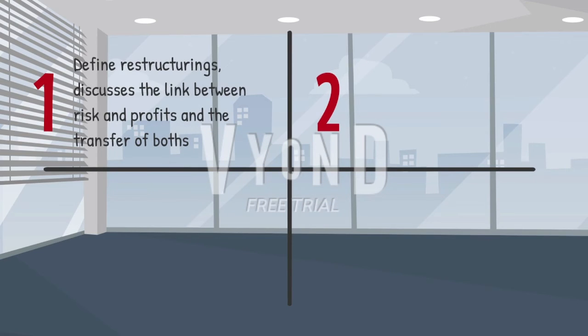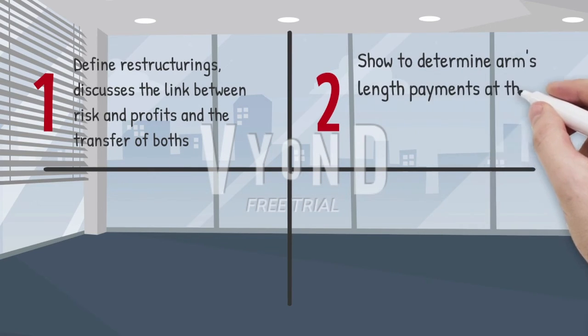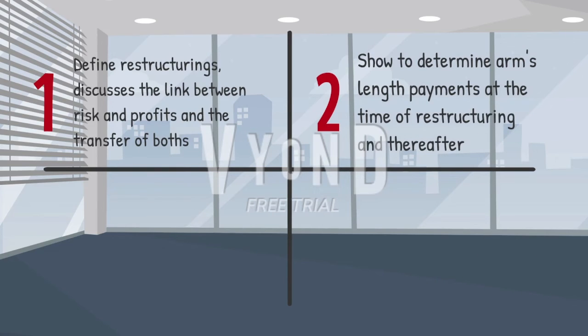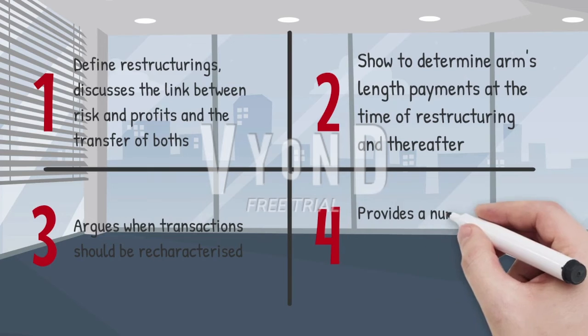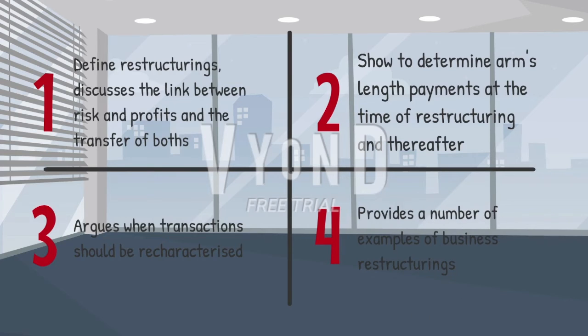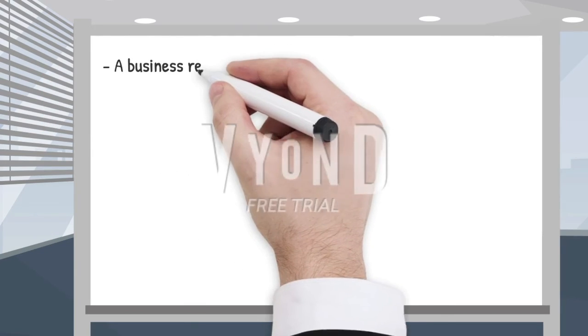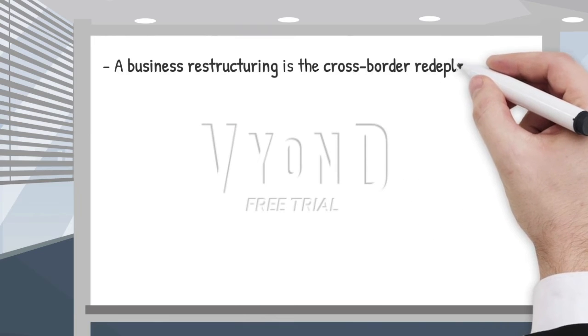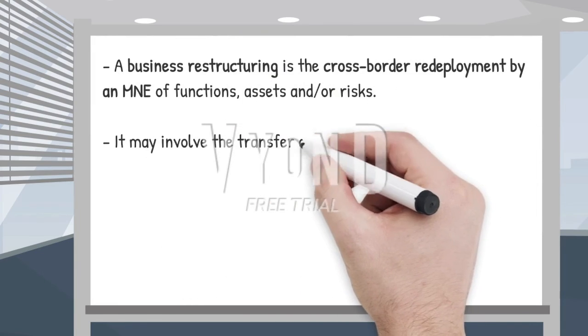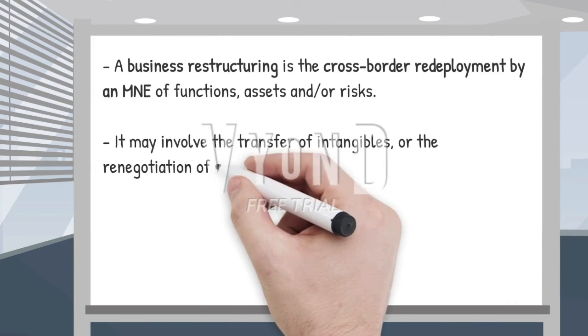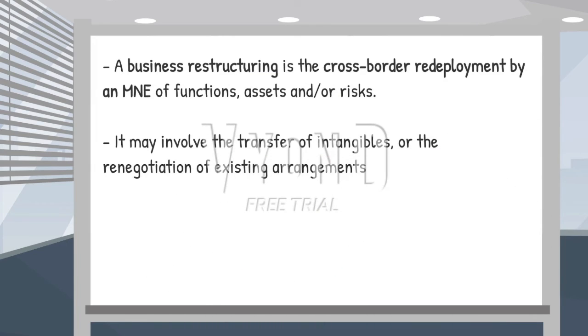and shows how to determine arm's length payments at the time of the restructuring and thereafter. It argues when transactions should be recharacterized and provides a number of examples of business restructurings. A business restructuring is the cross-border redeployment by an MNE of functions, assets, and/or risks. It may involve the transfer of intangibles, or the renegotiation of existing arrangements.